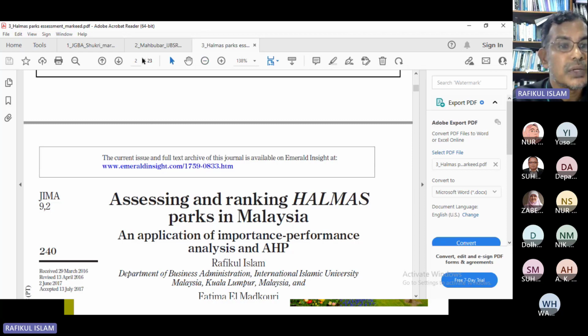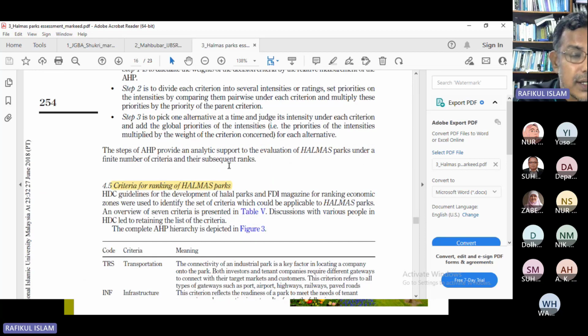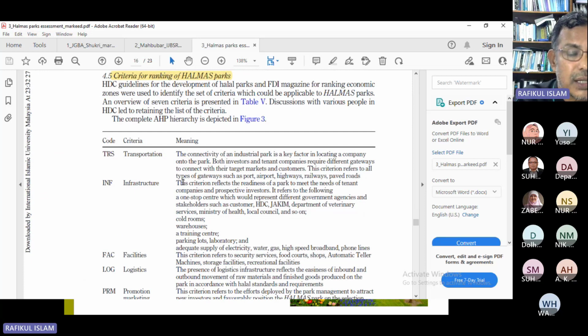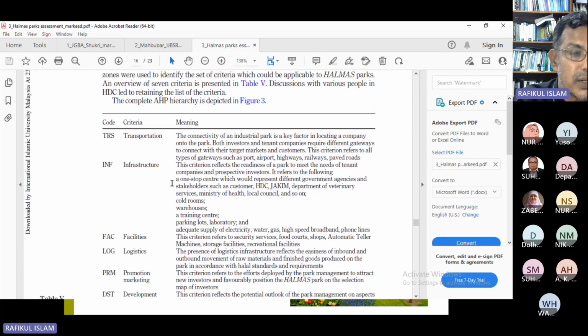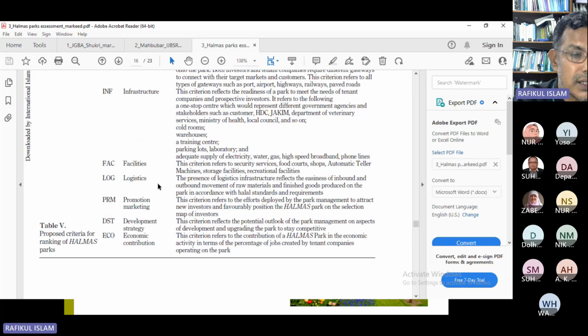So let's go to page 16. Page 16, this is the criteria for ranking. She came to know transportation, infrastructure, facilities, logistics, promotion, marketing. These are for ranking. Then page 20.